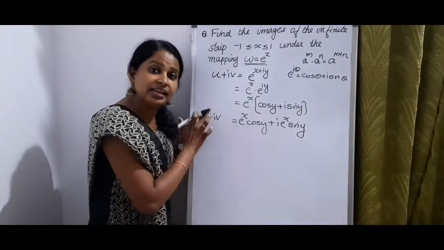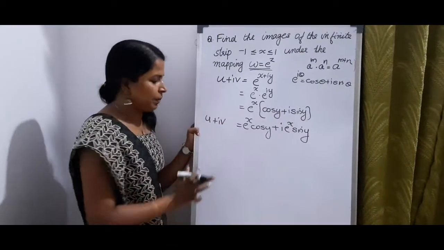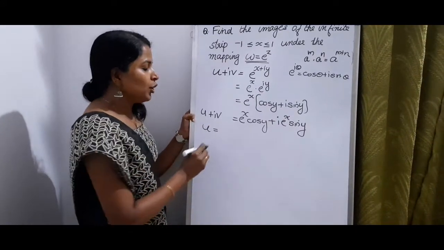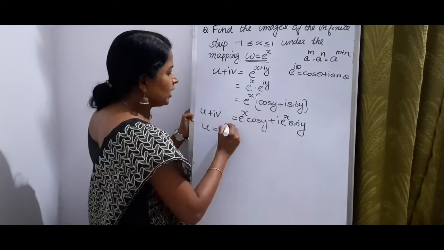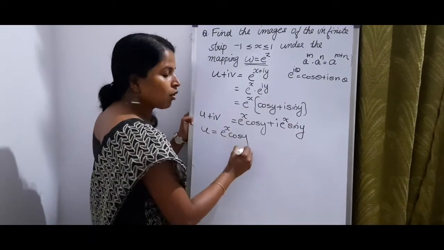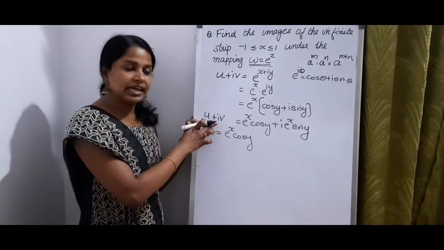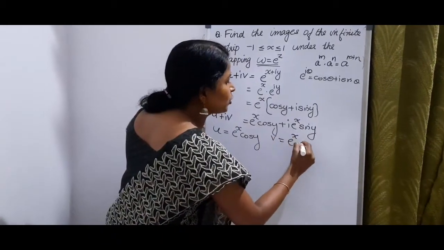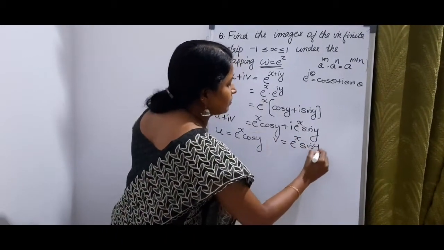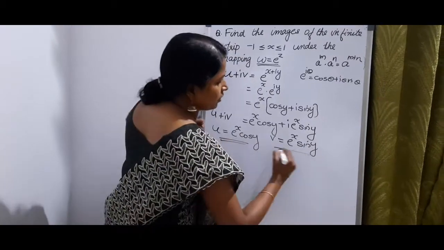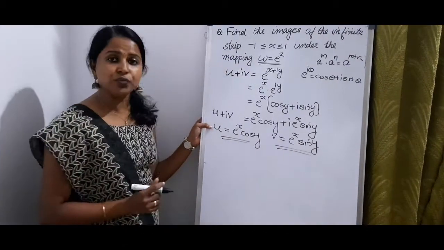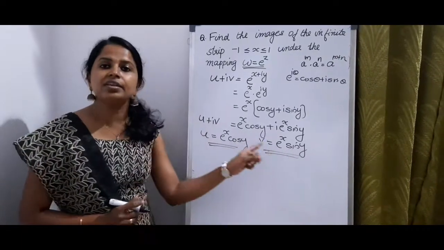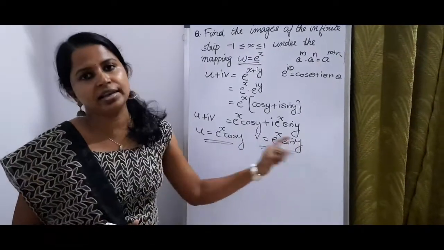Comparing the real and imaginary parts, here the real part u = e^x cos y, and the imaginary part v = e^x sin y. So we get the values of u and v: u = e^x cos y and v = e^x sin y.